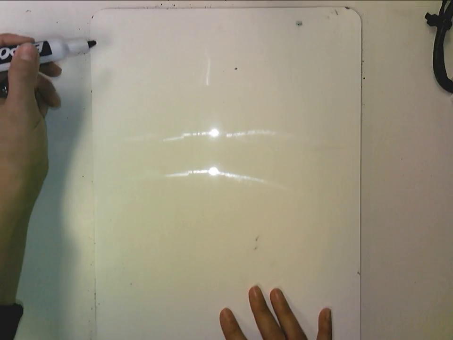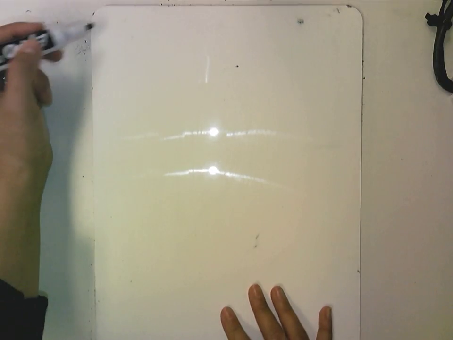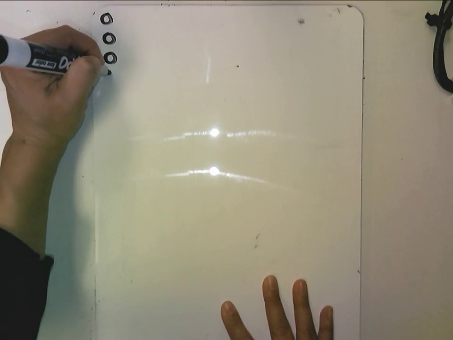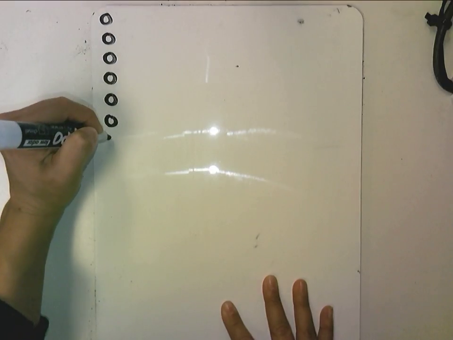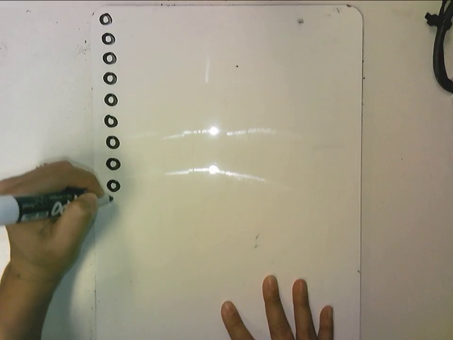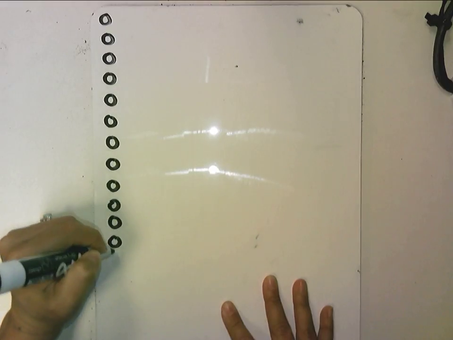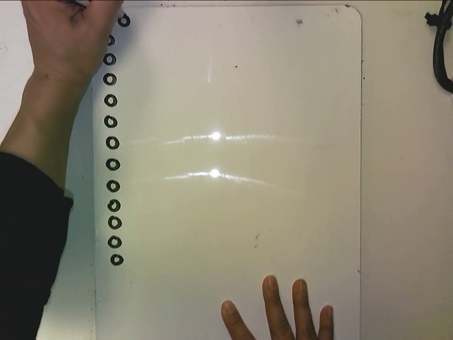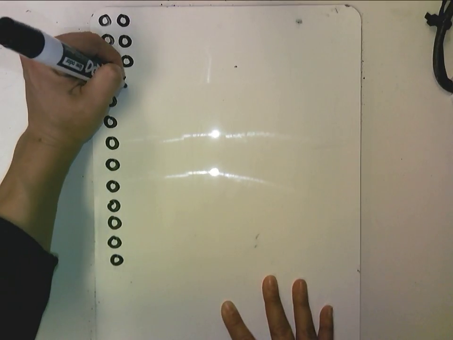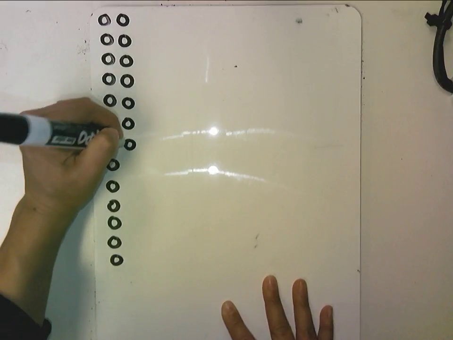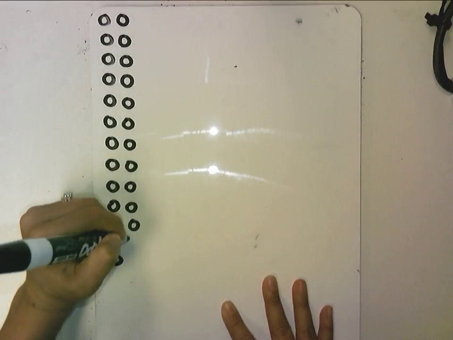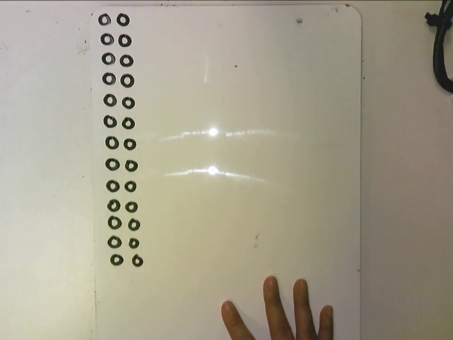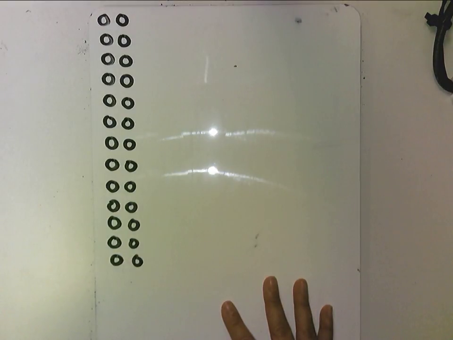Here's our new array. Now our array is going to have 13 rows of 2. So I have 1, 2, 3, 4, 5, 6, 7, 8, 9, 10, 11, 12, 13. Here's 13 rows, and there's 2 in each row. Okay, here is our array of 13 rows, and there's 2 in each row.